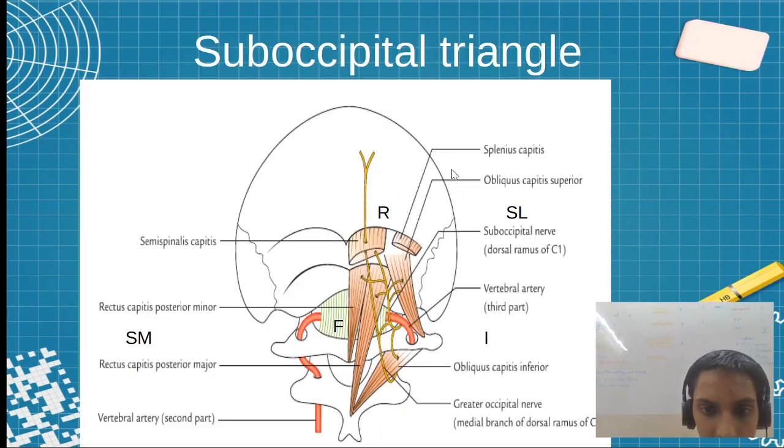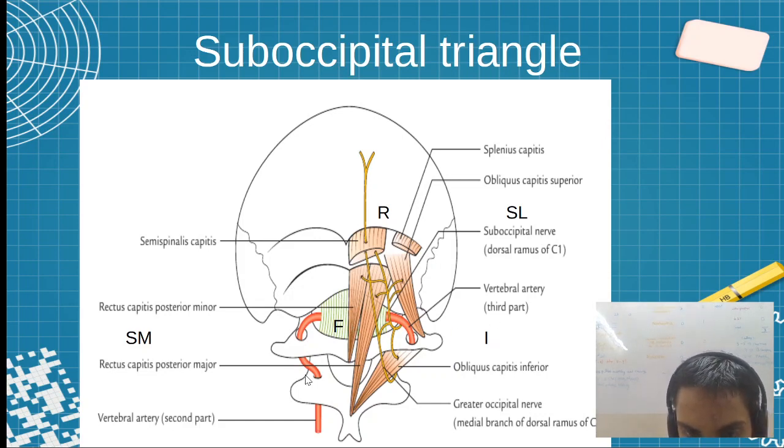Let's see the boundaries and contents of the suboccipital triangle. Now you can see superomedial, floor, roof, superolateral, inferior. What we can see? The roof is formed by the semispinalis and the splenius capitis. And the floor is formed by a membrane, the atlanto-occipital membrane.